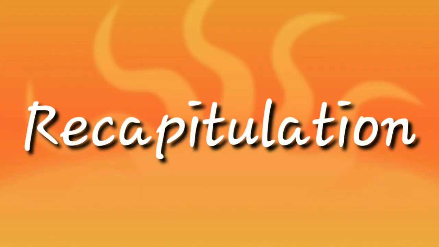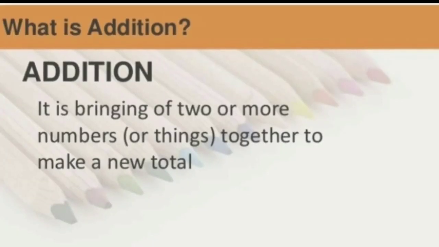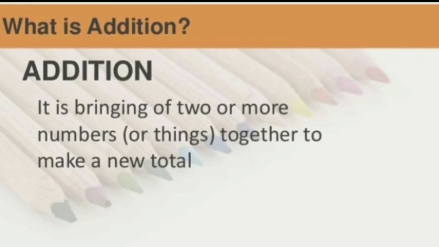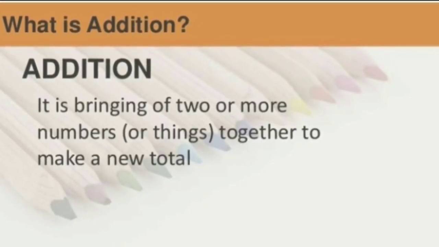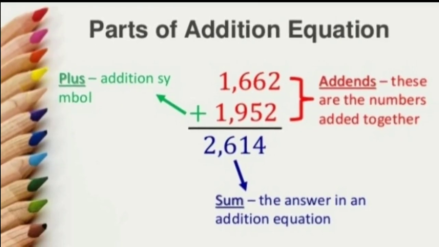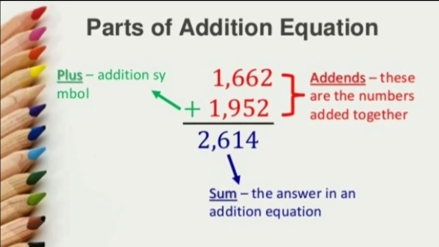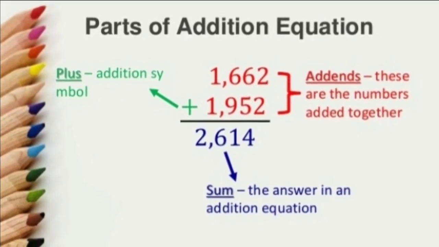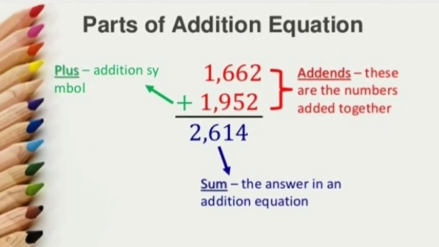So students, the first concept that we have studied yesterday was addition. Addition of large numbers. So what is addition? Addition is bringing of two or more numbers or things together to make a new total. However, there are two parts of an addition equation. First is addend and second is sum. What are addends? Addends are the numbers that are added together, whereas sum is the answer in an addition equation.